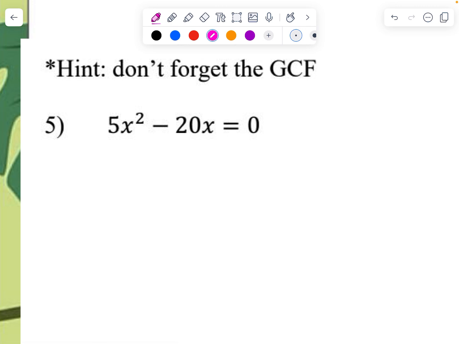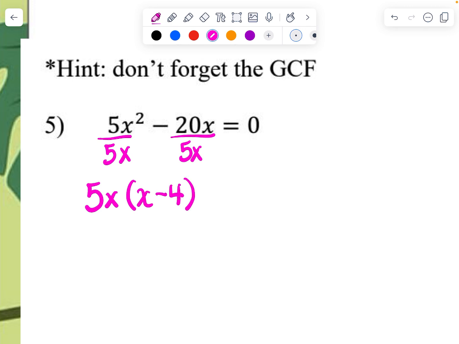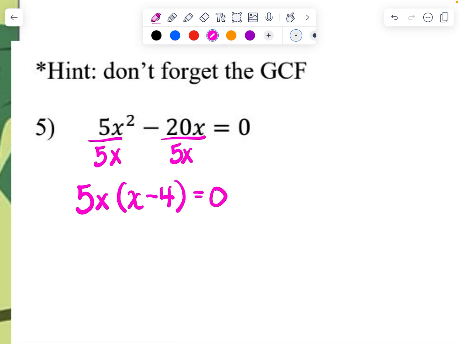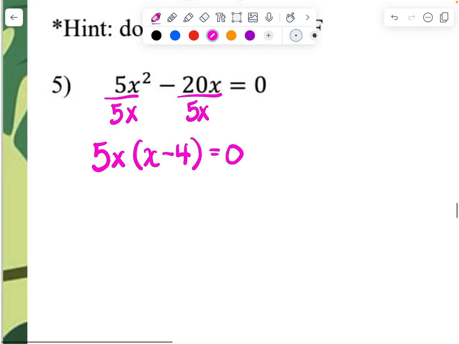I noticed that I have 5x squared and I have 20x. I've got an x in both, so I can for sure divide out an x, but I could also divide out a 5. So I'm dividing out 5x from both. That means that has to come with you when you're factoring. 5x squared divided by 5x is just x. Negative 20x divided by 5x is negative 4. And that equals 0. So I do have two factors here.